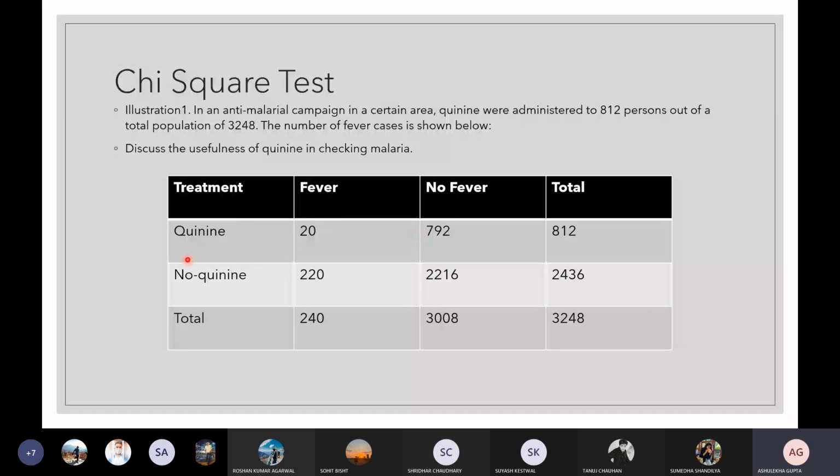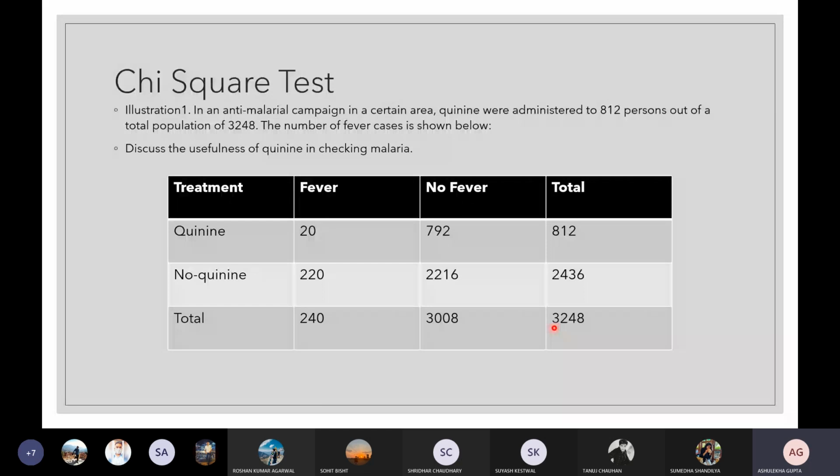Those who have taken this medicine and those who have not taken this medicine: 2216. So the total is 812, 2436, total is 240, right? Those have fevers, those do not have fever out of this population. This is our question. We have made this table.